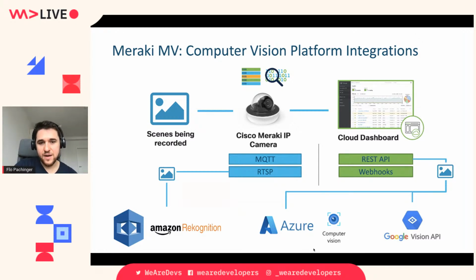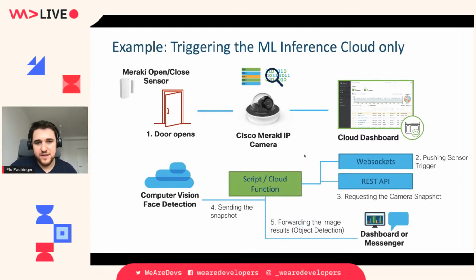And why is it the cool part? The trigger parameters. This is something I think is definitely worth looking into: to have the inference in the cloud only when something has been triggered. So, for example, if the door is being opened or closed, then the camera takes a snapshot. You can see it here: the snapshot is sent to the computer vision face detection platform, and then it forwards the image as a result to the messenger and dashboard.